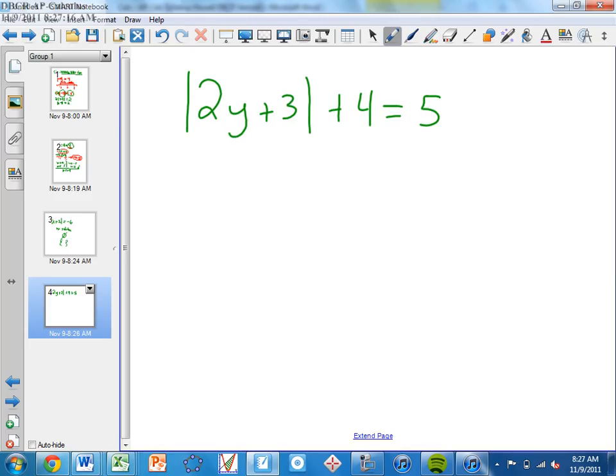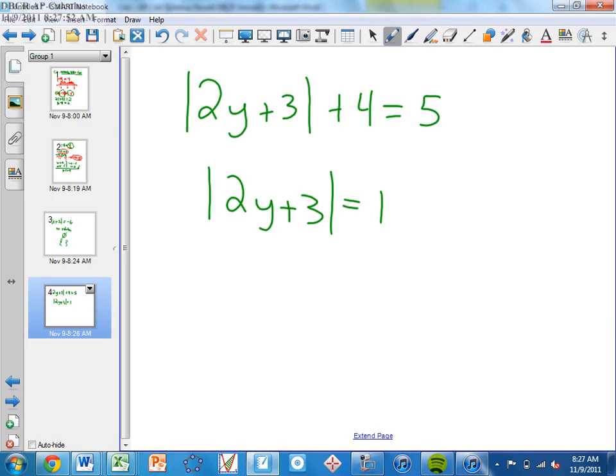Luis. Thank you, Luis. Luis already said, get rid of the 4. Get rid of the 4, because the 4 is not inside the absolute value. So subtract the 4 from both sides. What you're going to see next is that you get the absolute value by itself. Just like radicals, you have to get the absolute value by itself. Then you can do the plus or minus.